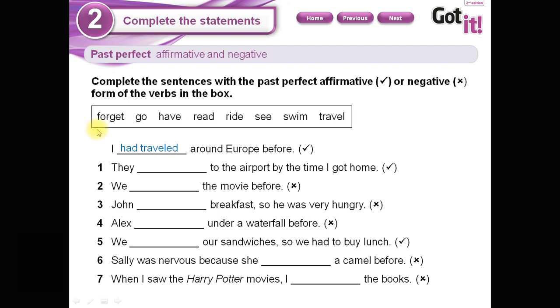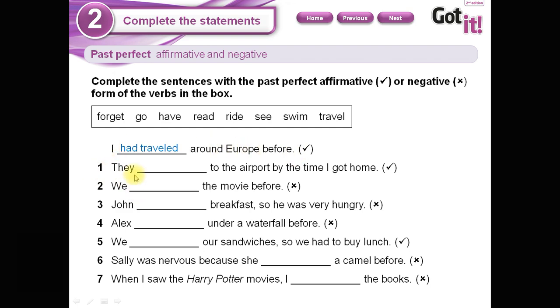¿Ok? So, we are going to start. Pay attention to these symbols at the end. They represent affirmative and negative. Look at the example. I had traveled around Europe before. Yo había viajado por Europa antes. Okay? Now, let's do number one.